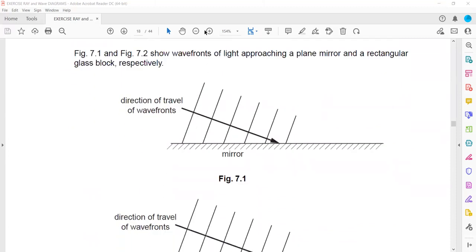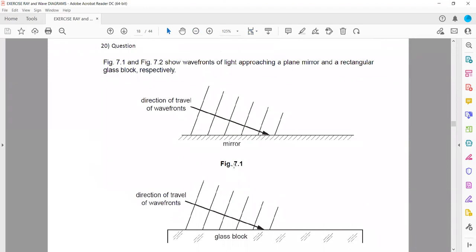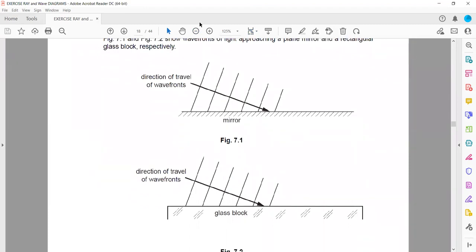Figures 7.1 and 7.2 show a wavefront of light approaching a plane mirror. Draw the path to show what happens to the wave at the strike. So the light strikes the surface, so reflection. The imaginary line which is perpendicular to the surface is the normal. When the light strikes, it changes direction. We call that the reflection. So this will be the reflection. And after showing the reflection, we'll draw the reflected wavefronts, which are always perpendicular to the direction of the wave. So these are the reflected wavefronts.